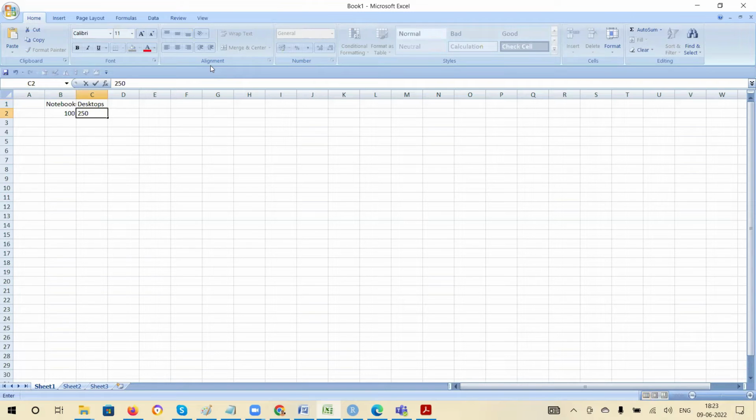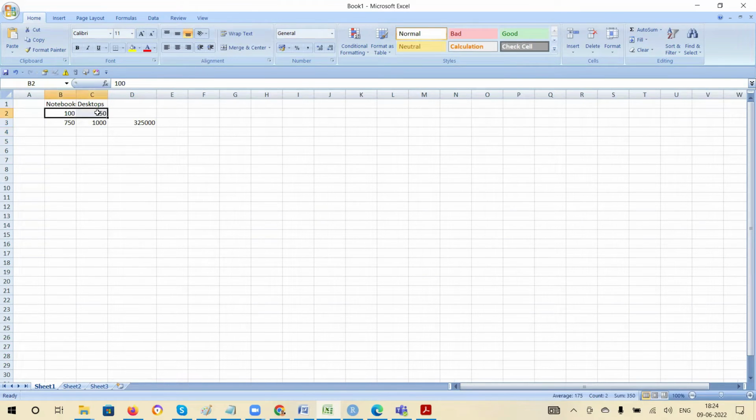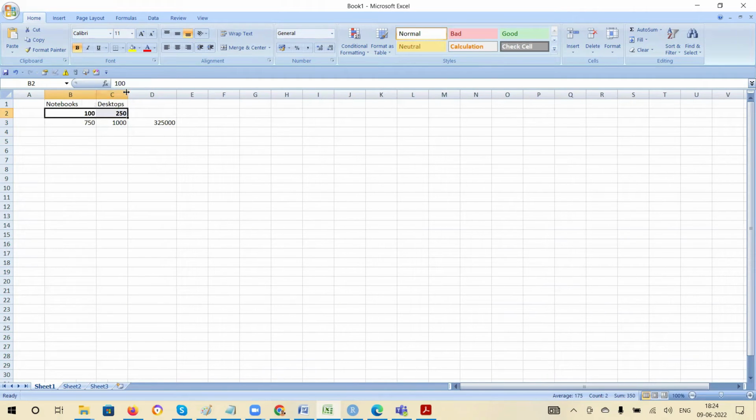If I'm giving you this value, then it's easy, right? Notebook, we have 750 rupees profit, and for desktop, we have 1000 rupees profit. Then I can easily find, okay? You can easily say 750 into 100 plus 1000 into 250. This is the profit that we are going to make. But we don't know this. This is not known. Correct?